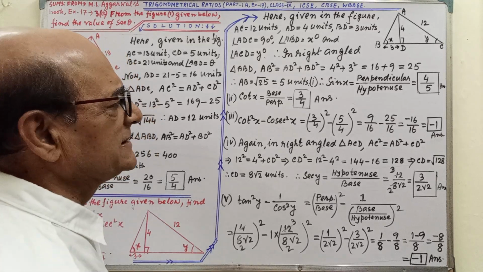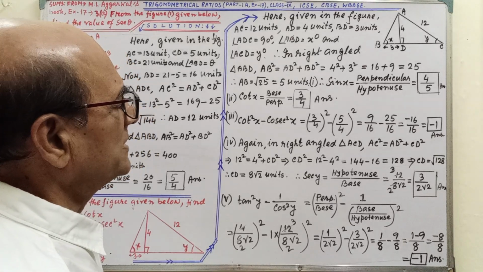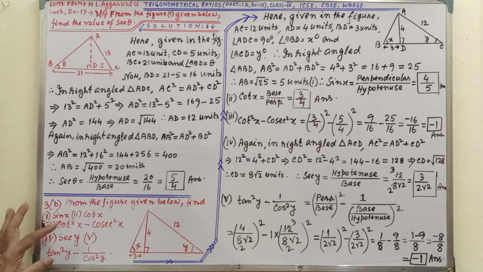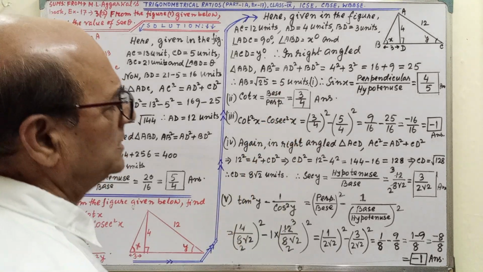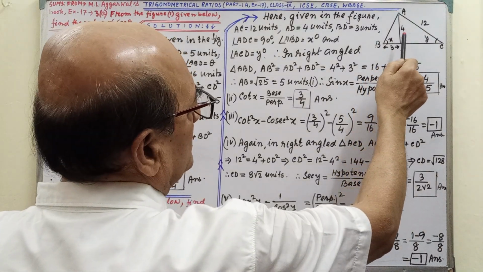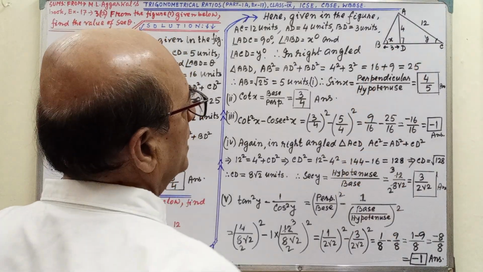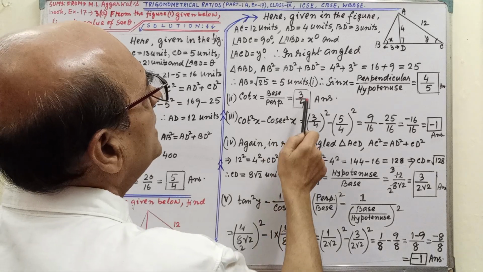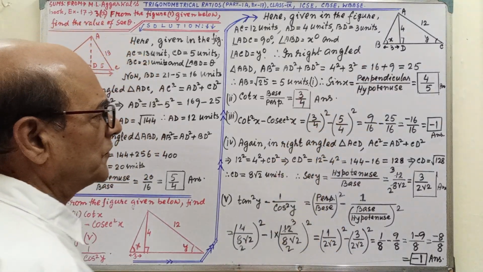So sin x equals 4 by 5. This is the answer. Next we have to find cot x, part 2. Cot x is base by perpendicular. For the angle x, base by perpendicular. The base given here is 3 and the perpendicular is 4, so it is 3 by 4.